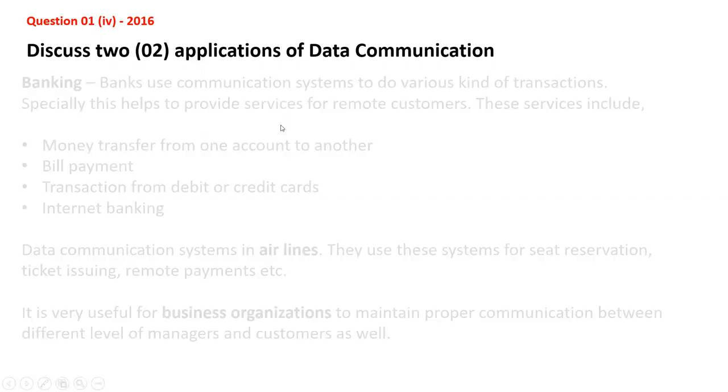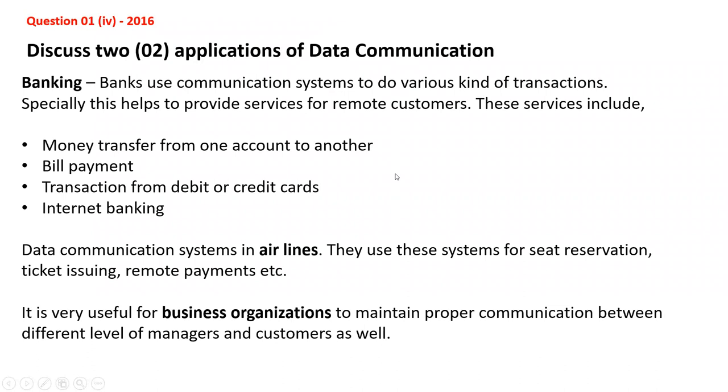Then look here. They are giving some applications. First one, banking application. I think you have heard about internet banking. All of these facilities are available to us because of data communication. From home, you can check your account balance. From home, you can transfer your money from your account to another. Bill payment. You can pay your bills. Transactions from debit or credit cards. That also happens due to data communication, then internet banking.